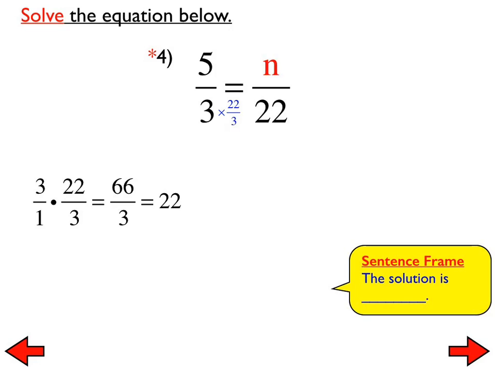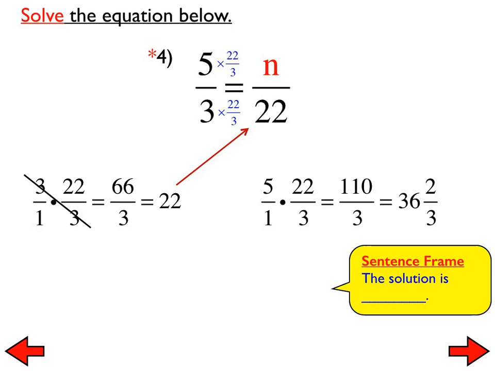So Daniela, did you get the solution? The solution is 36 and 2/3. Let's see if that's right. We need to multiply 5 by 22 over 3. That's 110 over 3, which is 36 and 2/3 for the solution.